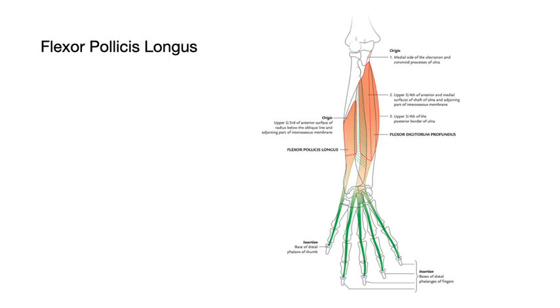Flexor pollicis longus. Pollicis is going to the thumb. So flexor pollicis longus lies lateral to the flexor digitorum profundus. And if you can see in the diagram, origin is from the anterior surface of the radius below the anterior oblique line and part of the interosseous membrane. The insertion lies at the base of the distal phalanx of the thumb. Nerve supply is the anterior interosseous nerve.